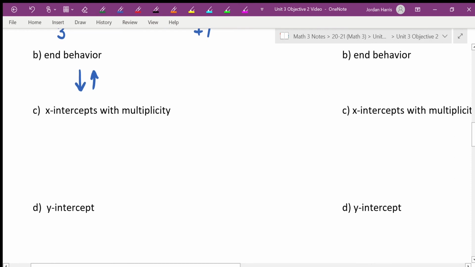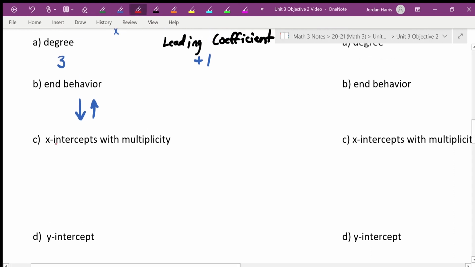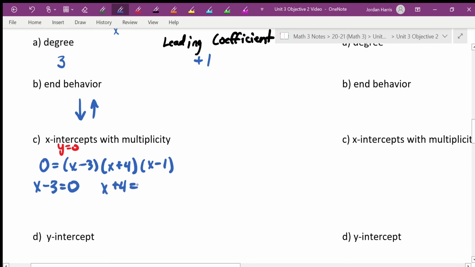X-intercepts with multiplicity. So now I need to find x-intercepts. Remember, we plug in y equals 0. So we go to our original equation, which was y equals, and plug in 0. So 0 equals x minus 3, x plus 4, x minus 1. Zero product property, set each thing equal to 0. X equals 3, x equals negative 4, and x equals 1. Add 3, subtract 4, add 1.